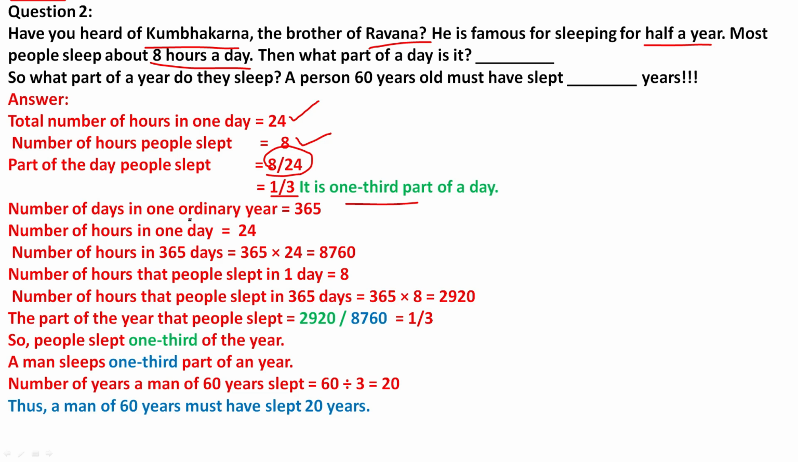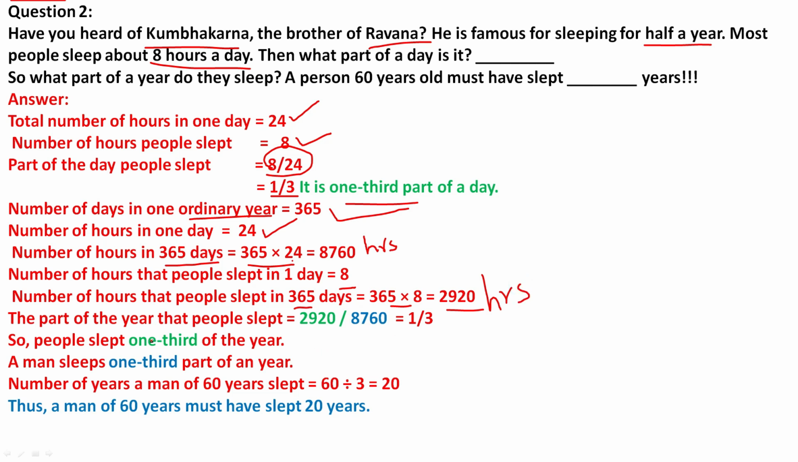Number of days in an ordinary year, there are 365 days. Number of hours in one day, 24 hours. So how many hours are there in 1 year? 24 multiplied by 365 is equal to 8760 hours. Now, the number of hours that people normally sleep is 8 hours in a day. The number of hours that people sleep in 365 days is equal to 365 multiplied by 8, which is equal to 2920 hours. People normally sleep 2920 hours in a year.